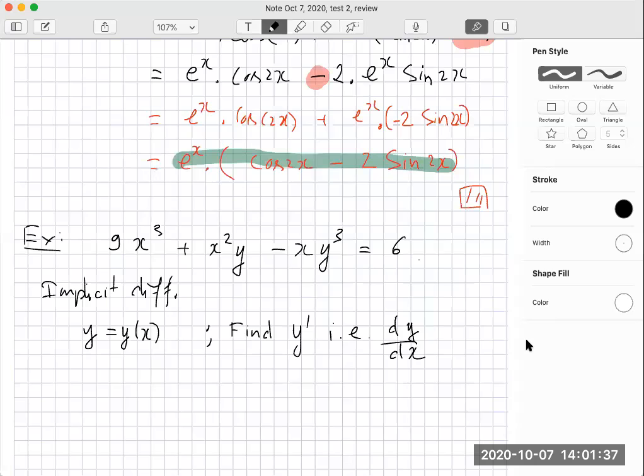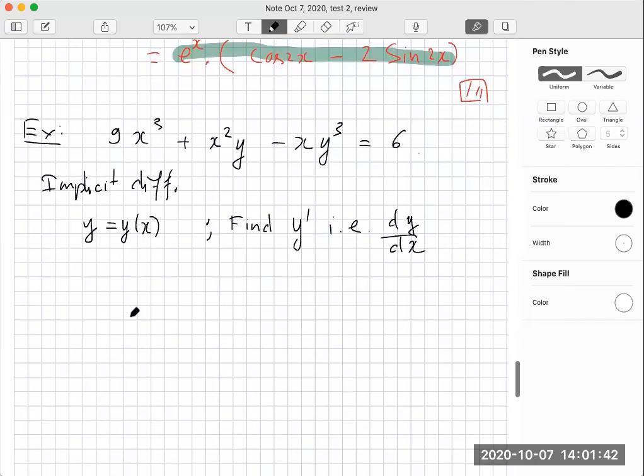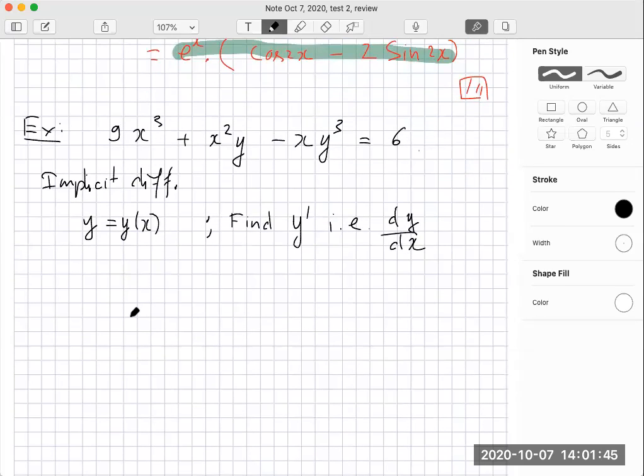So what should we do? Yes, we differentiate both sides of the equation. They should be the same. And it means that we need to differentiate 9x cubed plus x squared y minus x y cubed. It should be the derivative of the right-hand side, right? Now, this is the derivative of a sum and difference. We can do it quickly right here.